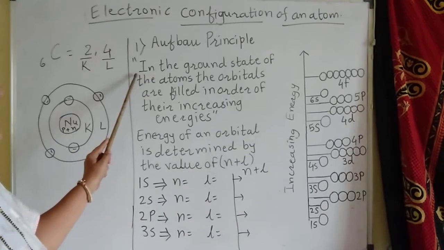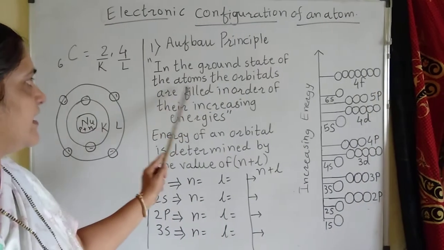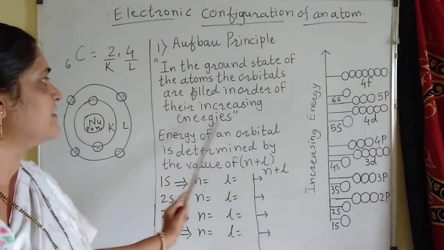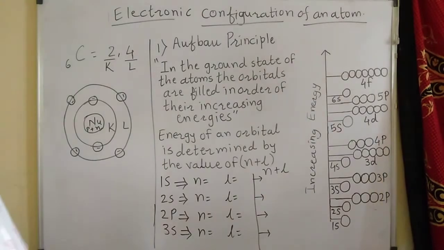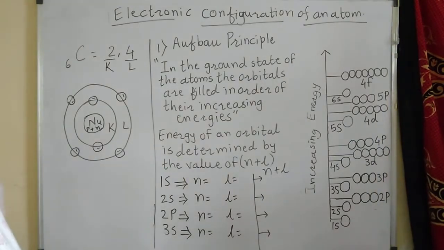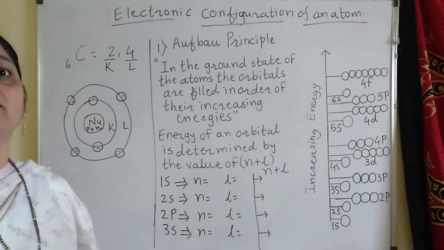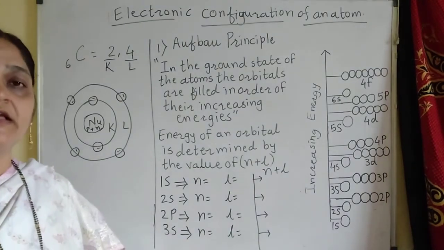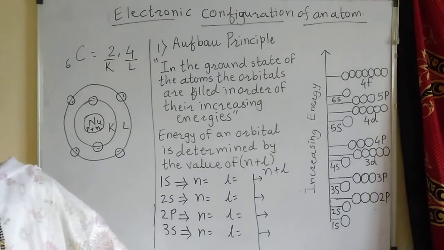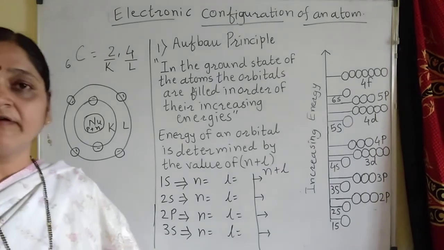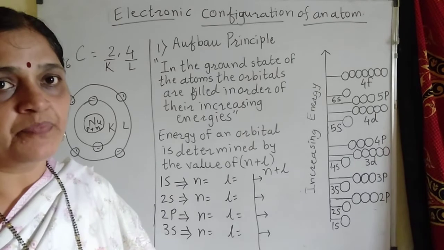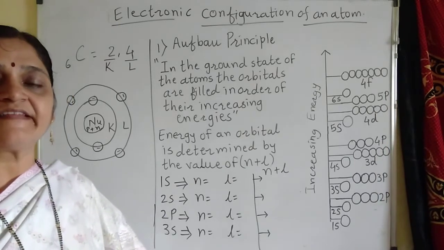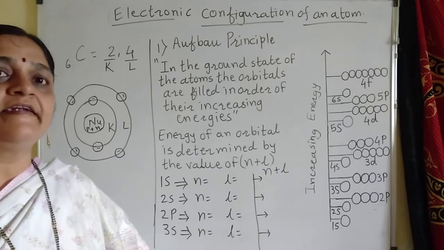Aufbau principle states that in the ground state of the atoms, the orbitals are filled in order of their increasing energies. It means when the atom is in ground state, the energies of the orbitals will be arranged in increasing order, and the electrons will also be filled in those orbitals according to their increasing order. Here the electron will first be filled in the lowest energy orbitals and then enter into the higher energy orbitals.